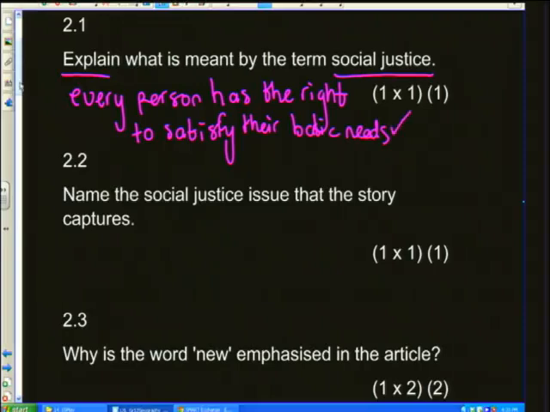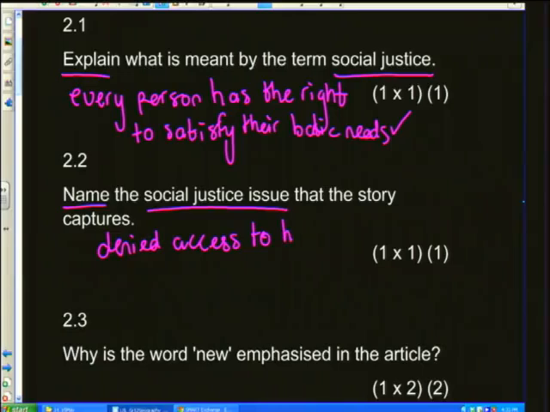You also had to name the social justice issue from the story that it captured, and basically they were thrown off their land or denied access to housing or to a home, which is part of their basic needs, and that's not allowed. 1 mark there. Let's have a look at the next question.